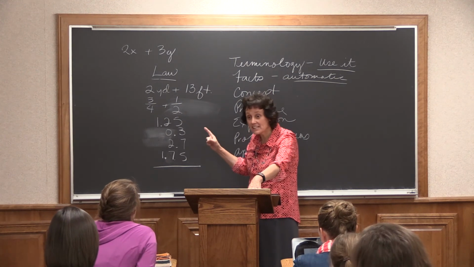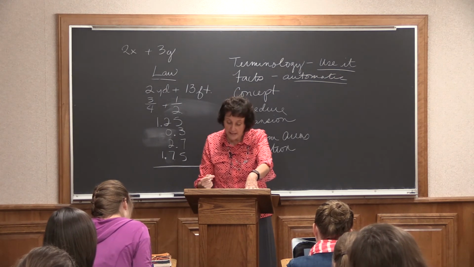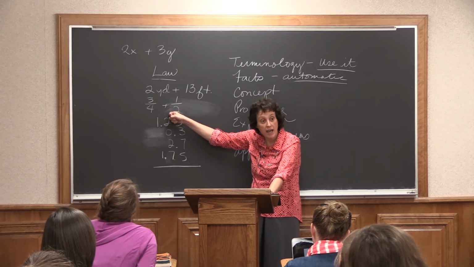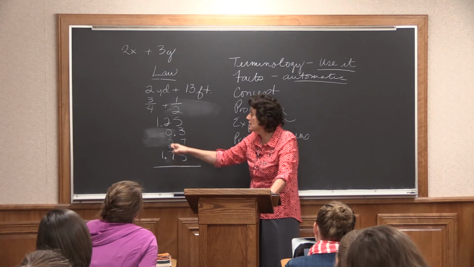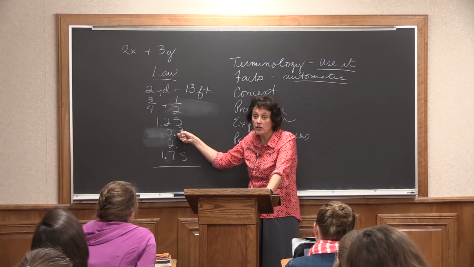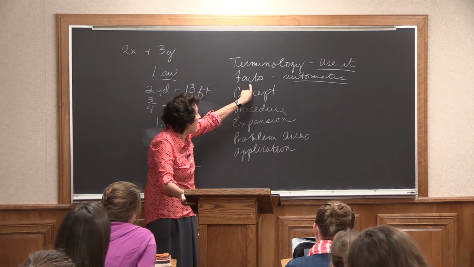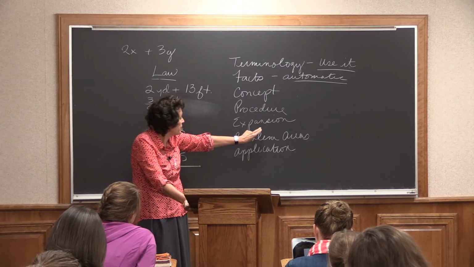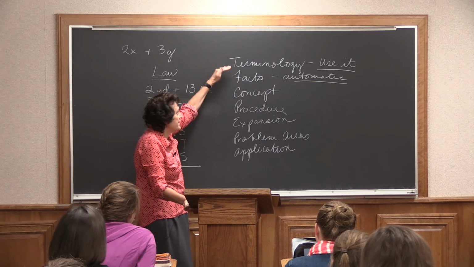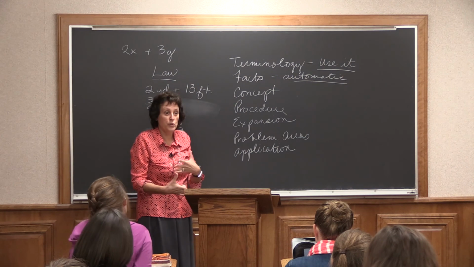So this is a classic example of a math concept. It's a law that governs how procedures are done. It's the why you have to have a common denominator. It's the why you have to line up your decimals. Do you understand what I mean by concept? Okay, so in the teaching progression, we have terminology, facts, concept, procedure, expansion, problem areas, and application. And I call this a progression because this is how I work my way through a new section or a new concept or a new thing in a math class.